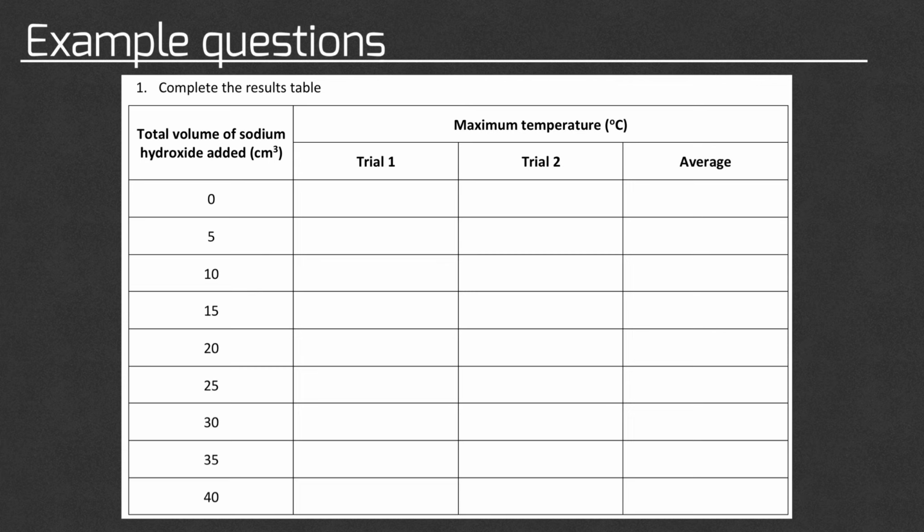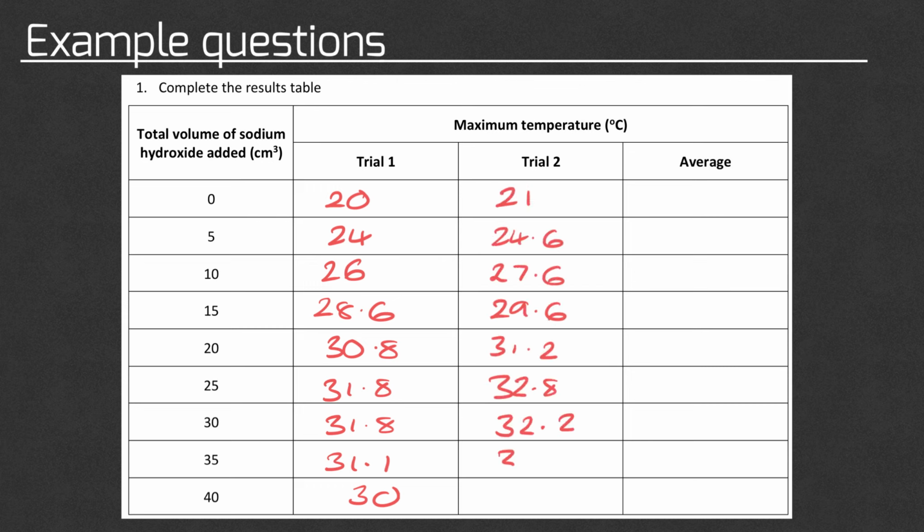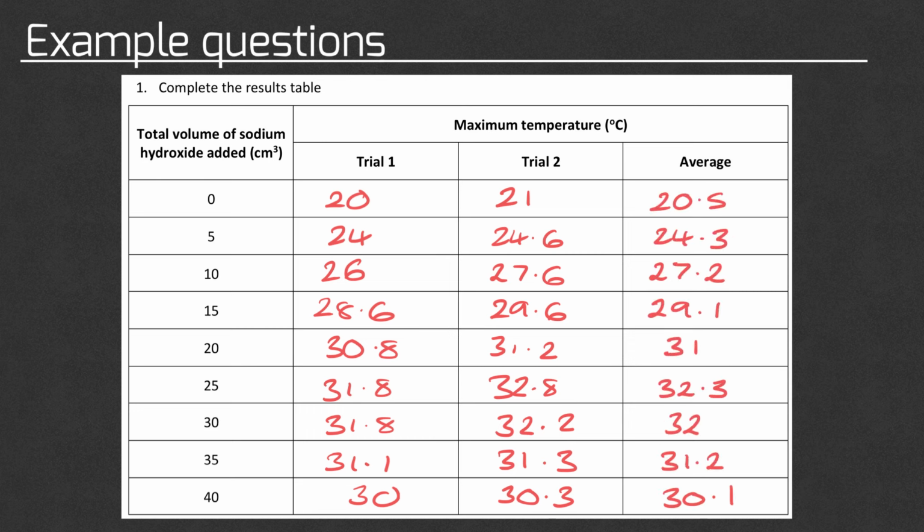We'll now look at some example data for this practical. This is the maximum temperature reached for each volume of sodium hydroxide added in the first trial. And this is the maximum temperature reached for the second trial. We would then need to work out an average for each volume added by adding both values together and dividing by 2, as we have done 2 trials. So we now have an average temperature for each volume of sodium hydroxide added.